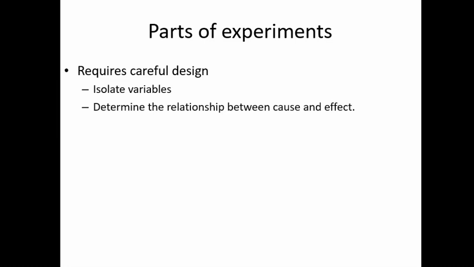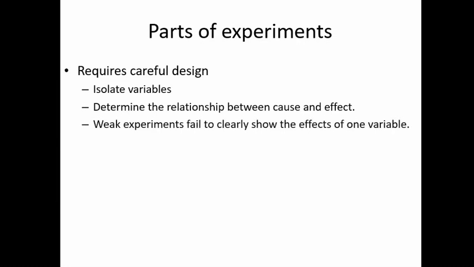The different parts of an experiment require careful design. We have to isolate the different variables. This helps us determine the relationship between the cause and effect in the world. What causes certain things? Weak experiments fail to clearly show the effects of one variable.